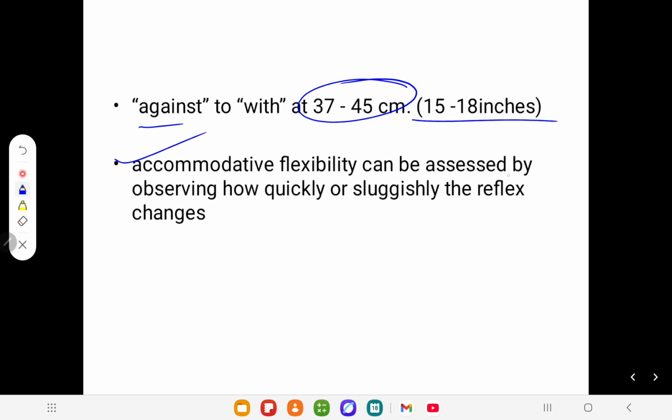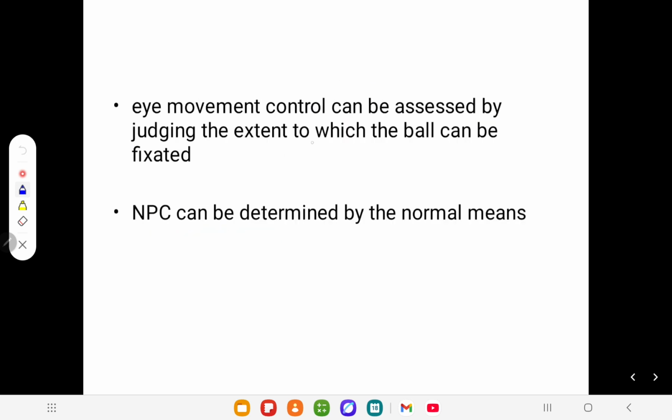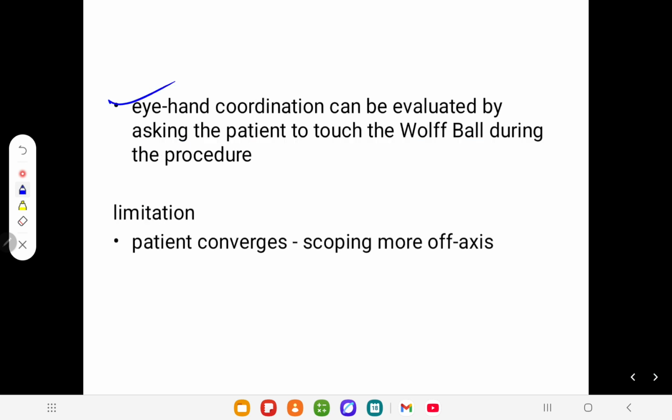Accommodative flexibility can be assessed by observing how quickly or sluggishly the reflex changes. Eye movement control can be assessed by judging the extreme extent to which the ball can be fixed, and the near point of convergence can be determined by normal means. Eye-hand coordination can be evaluated by asking the patient to touch the Wolf ball during the procedure.